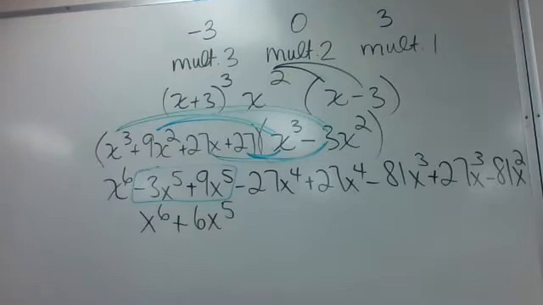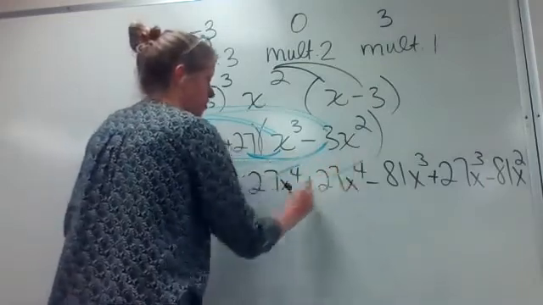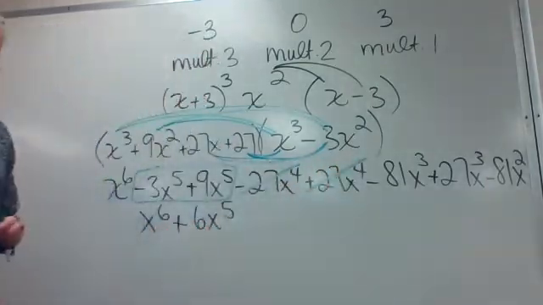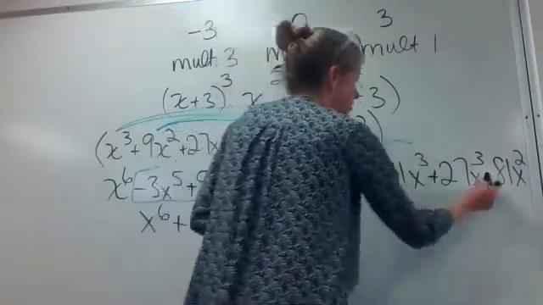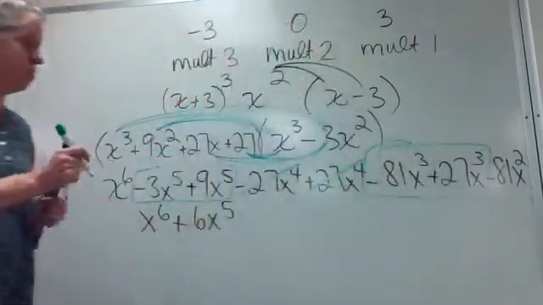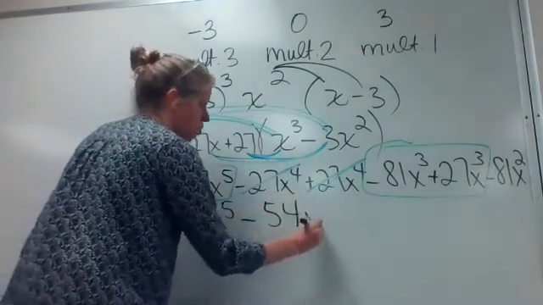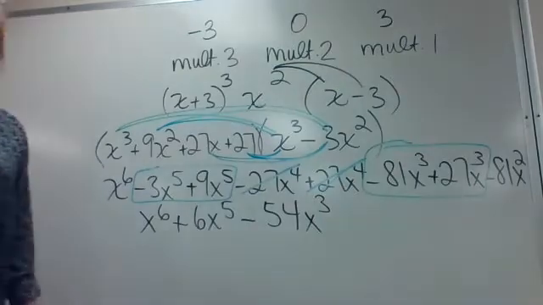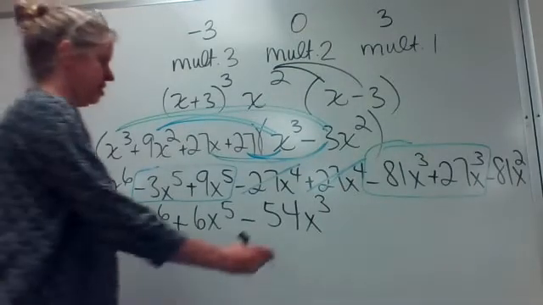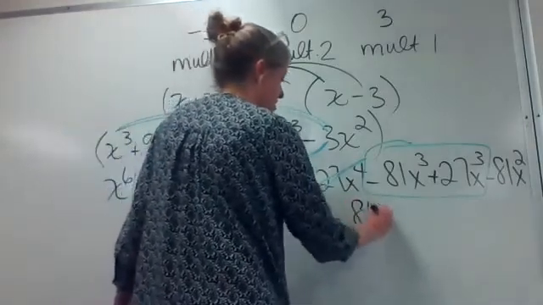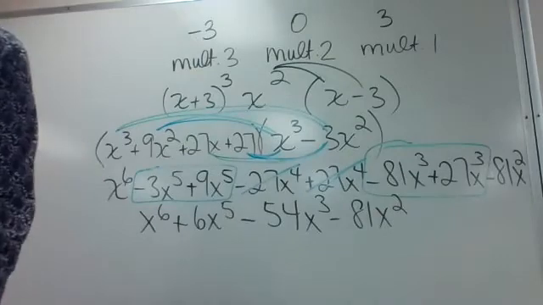What happens to your x to the 4ths? They cancel. Put your x to the thirds together. Negative 81 plus 27 gives me negative 54 x to the thirds. And what's left at the end? Minus 81x squared. That's the longest one.